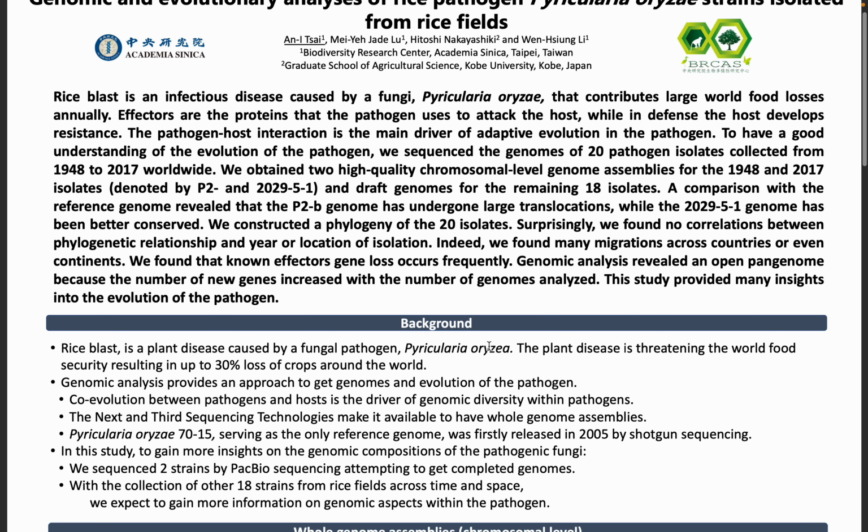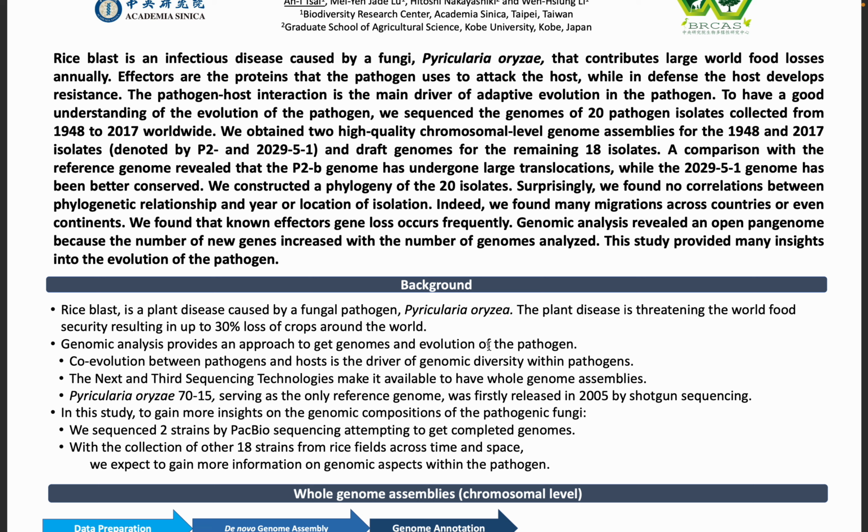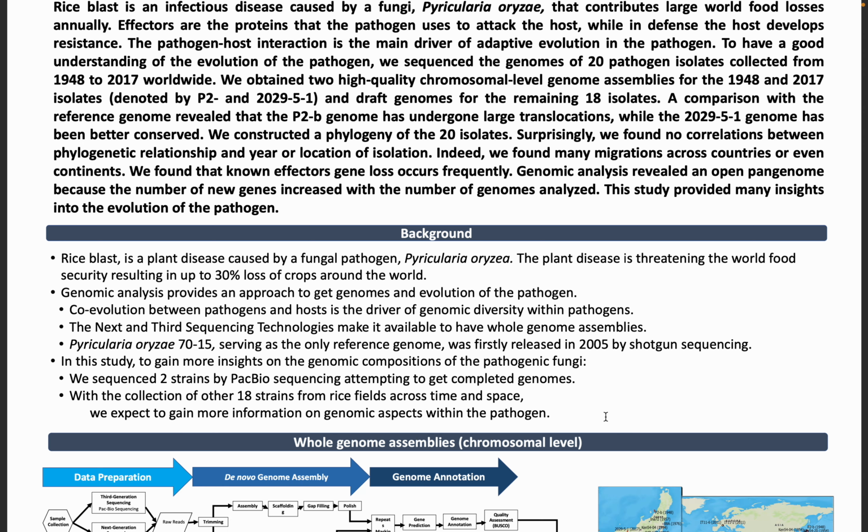So in this study, to gain more insights on the genome composition of the pathogenic fungus, we sequenced two strains by PacBio sequencing, attempting to get completed genomes. And with a collection of the other 18 strains isolated in this study from rice fields across time and space around the world, we expect to gain more information on genomic aspects within the pathogen.